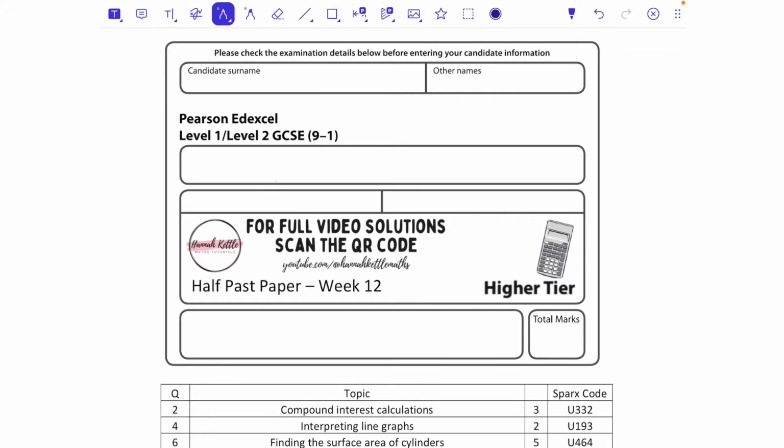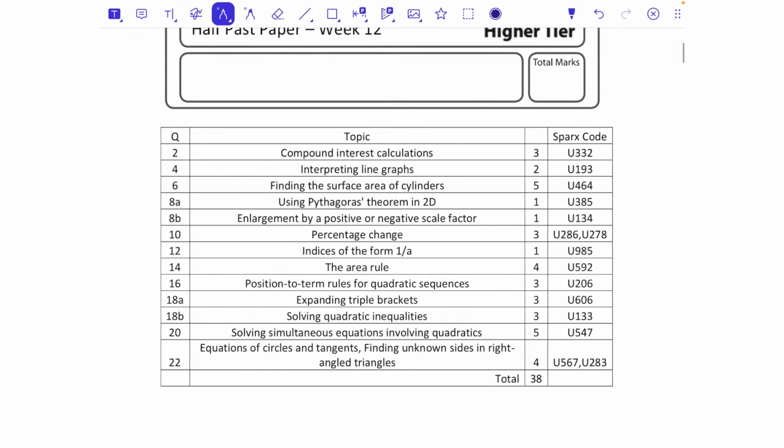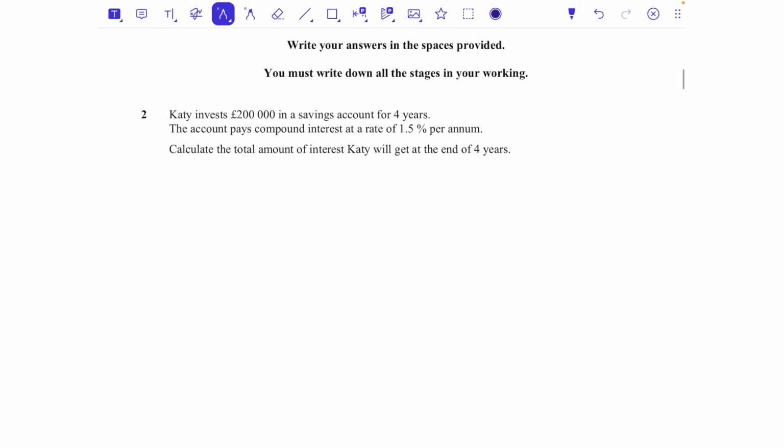This is half past paper week 12 for the higher tier. Again, we've got all the topics here that we're going to go over today with some really tricky grade 9 questions on the end of this paper. 38 marks for this one. Remember, all the odd numbers of this paper were last week. So if you haven't done week 11 yet, go and give that a go. And this is week 12. So there we go, half a past paper.